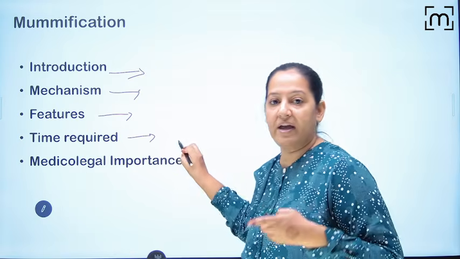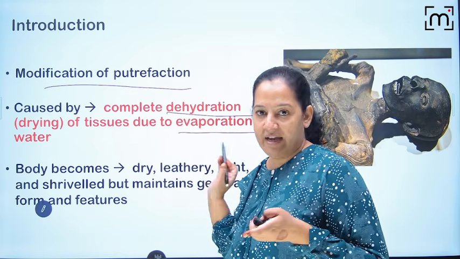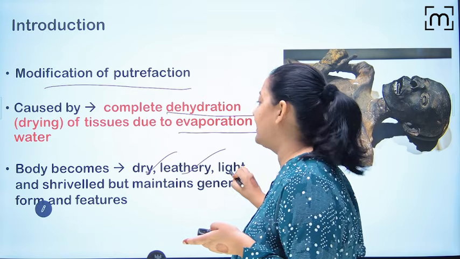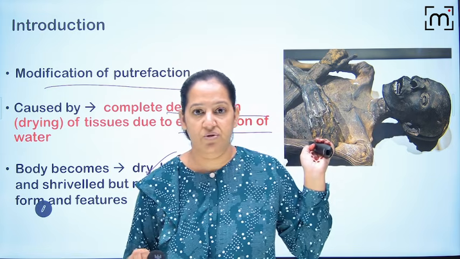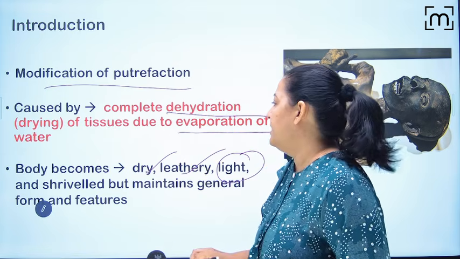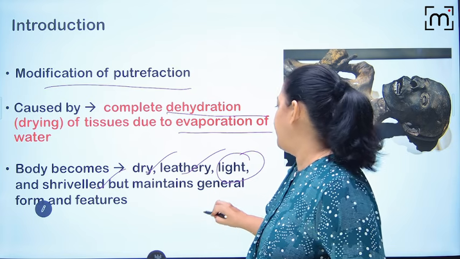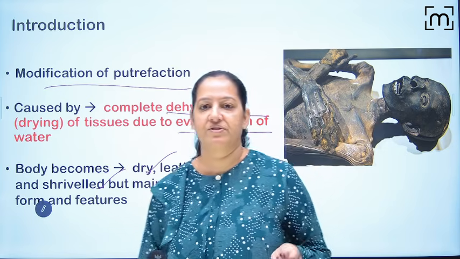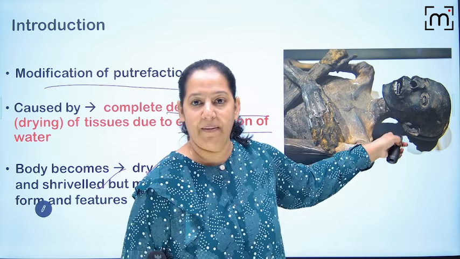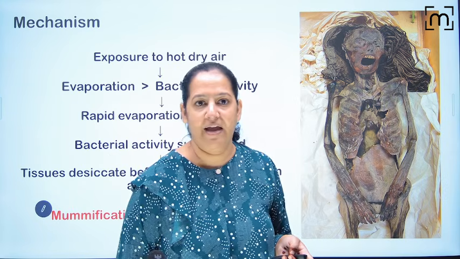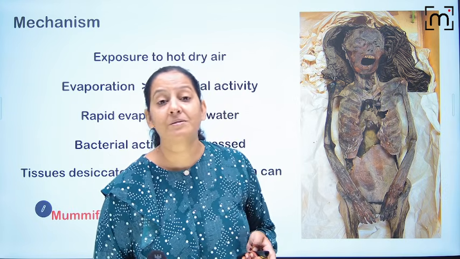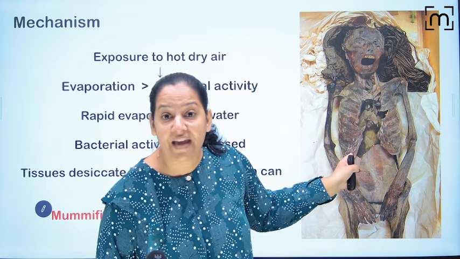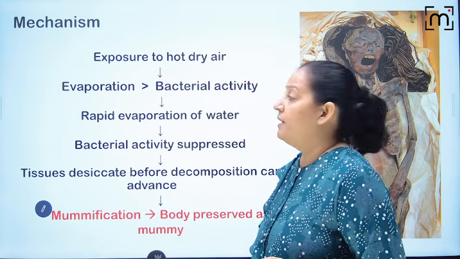Body becomes dry. You can see the dead body become dry here. It becomes dry, leathery, light. The weight of the dead body is reduced because the water evaporates. It is shriveled, but maintains the general form and features. You can see the general features can be identified. So what is the mechanism? How does mummification take place?